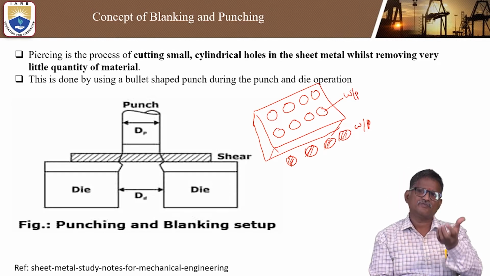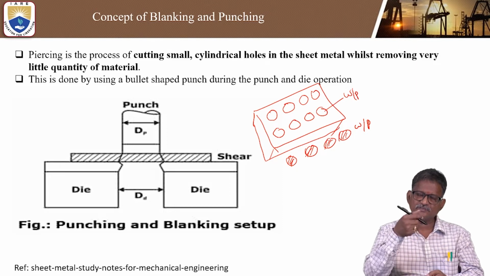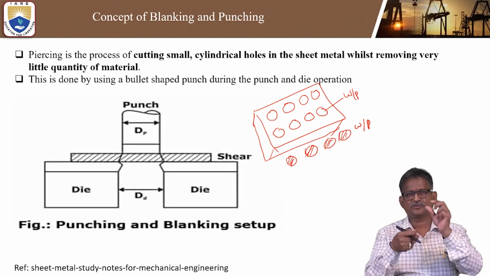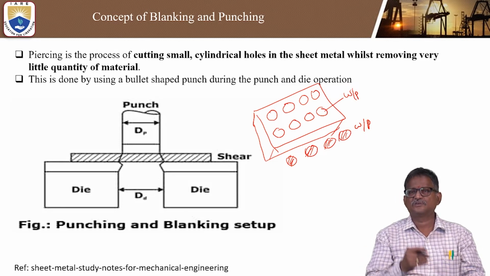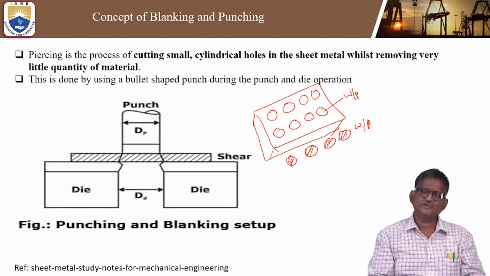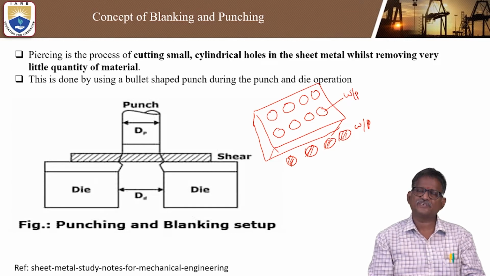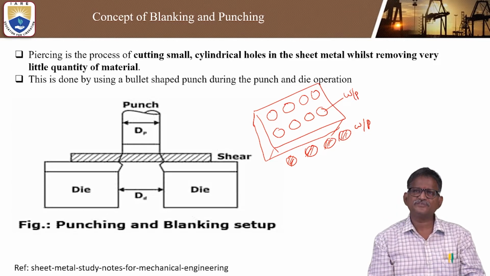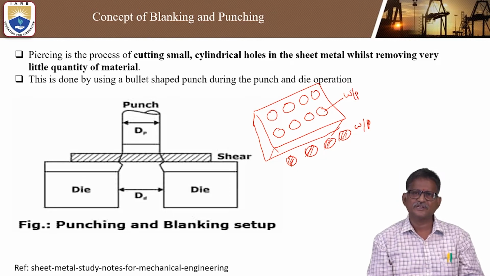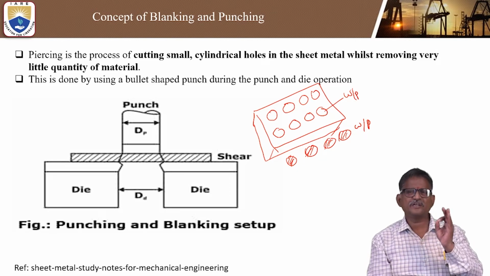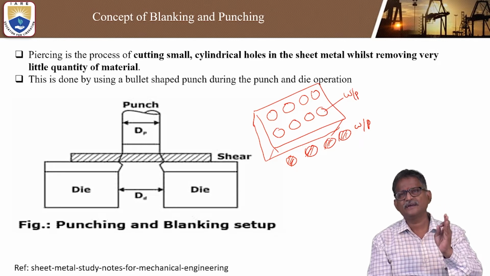So whenever you want to make a circle, you can see it in the Coke bottle opening, that top-level removal of the strip which is used. This process is called the blanking and punching process. So this is the fundamental definition of blanking and piercing.